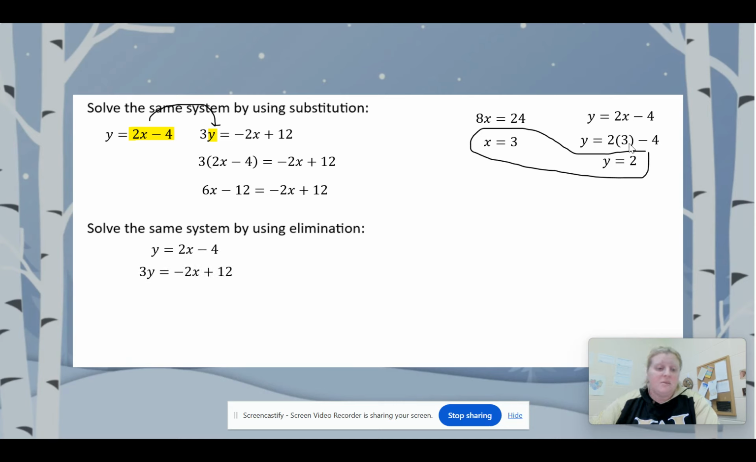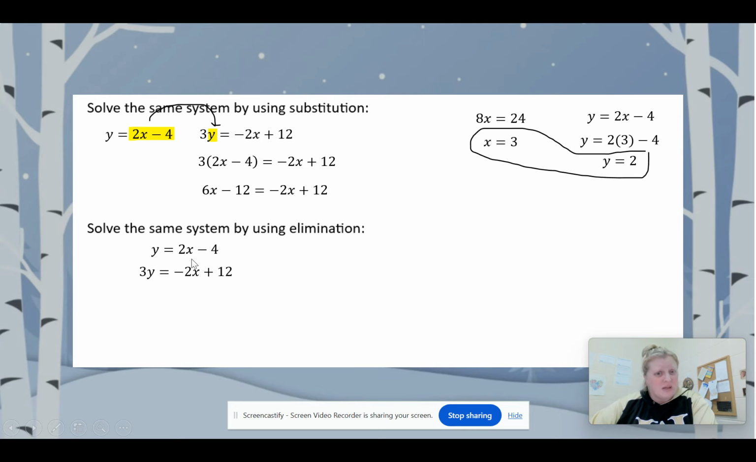Elimination, same idea. We're going to solve for x and y, but you're actually going to start out a little different. You want to stack these up. It doesn't matter who's on top and who's on bottom. You want your y's together, your x's together, and then your constants together, just like that. And the goal is you want either to have the same number in front of your y's or the same number in front of your x's.